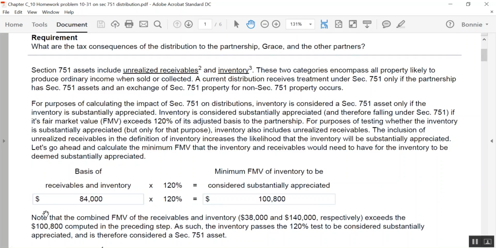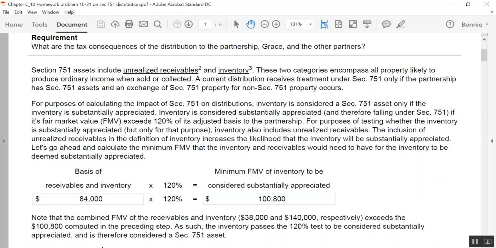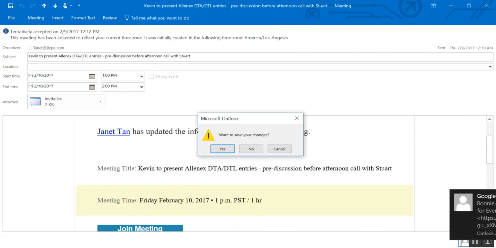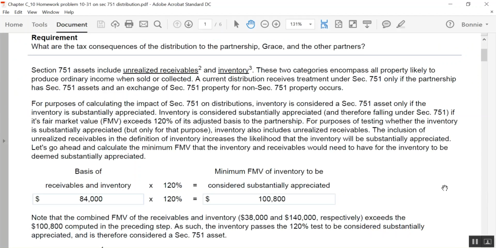So first of all, the basis of the unrealized receivables was 0, which it normally is for a cash basis partnership, and this was a cash basis partnership. So the unrealized receivables had a basis of 0, and the basis of the inventory was 84,000. So the sum of the bases of the receivables and inventory was 84,000.